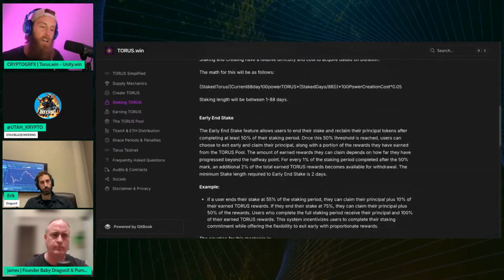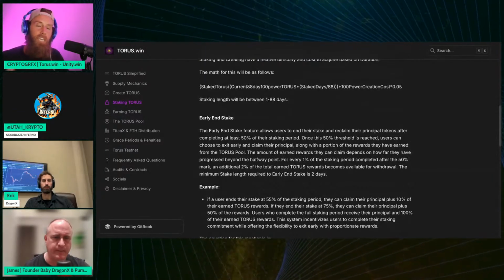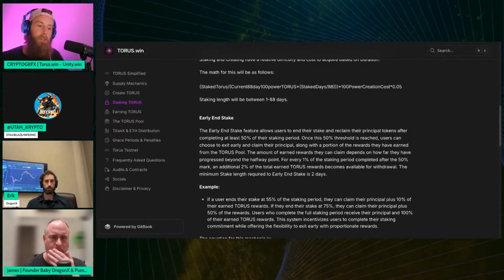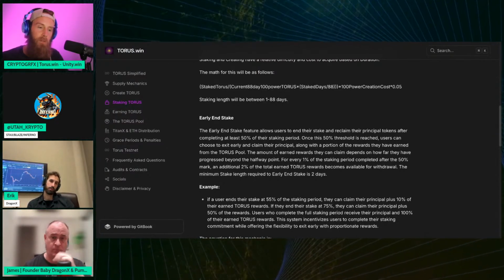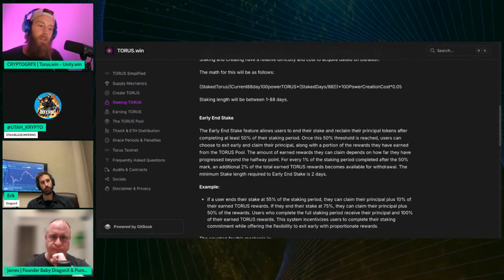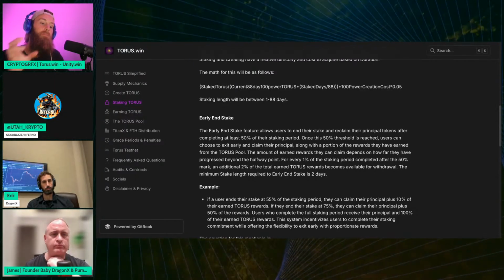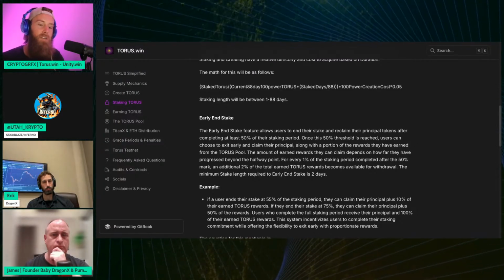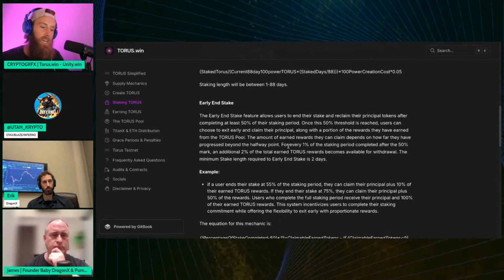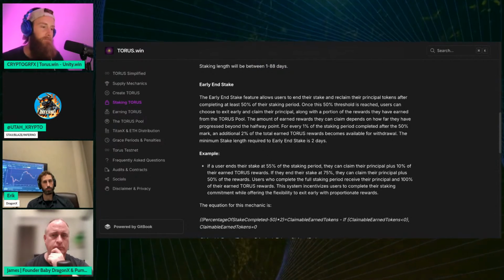But the other thing I want to talk about that's unique here is the early end stake feature. If you stake Torus longer than a day, you can end your stake at the 50% mark to guaranteed get back your principal. Once you go past the 50% mark, you're also going to get a bit of your yield that you've earned plus your principal. And all this is going to be in the Dapp. You're going to see your penalties. It's all laid out, so you never have to worry. And there's all sorts of examples here I have for you to understand this more. But for simplicity's sake, I'm going to keep it there.